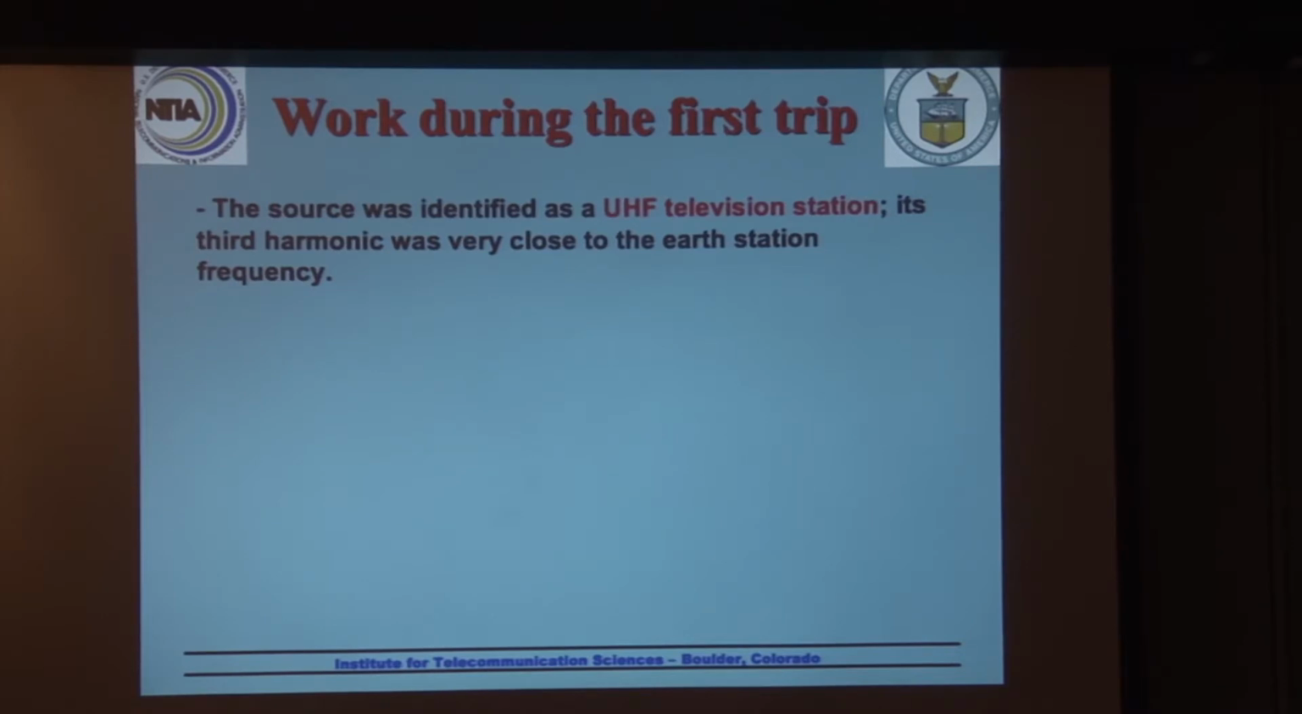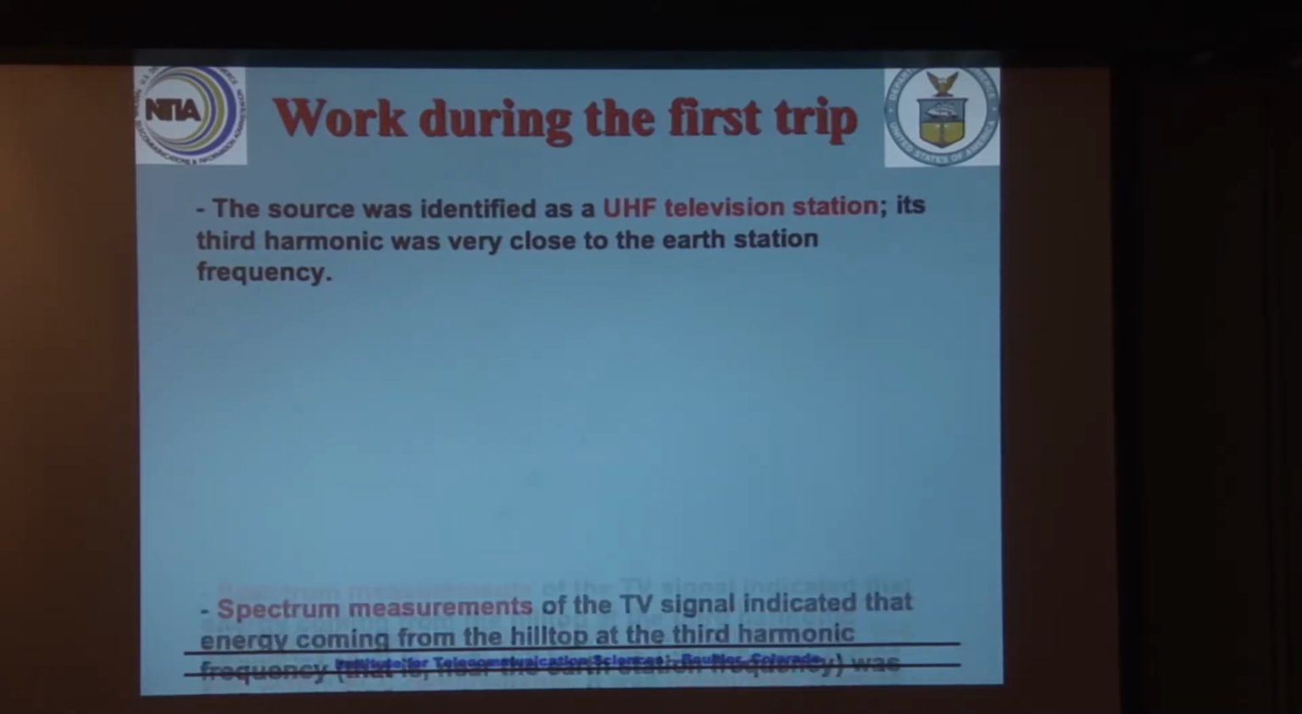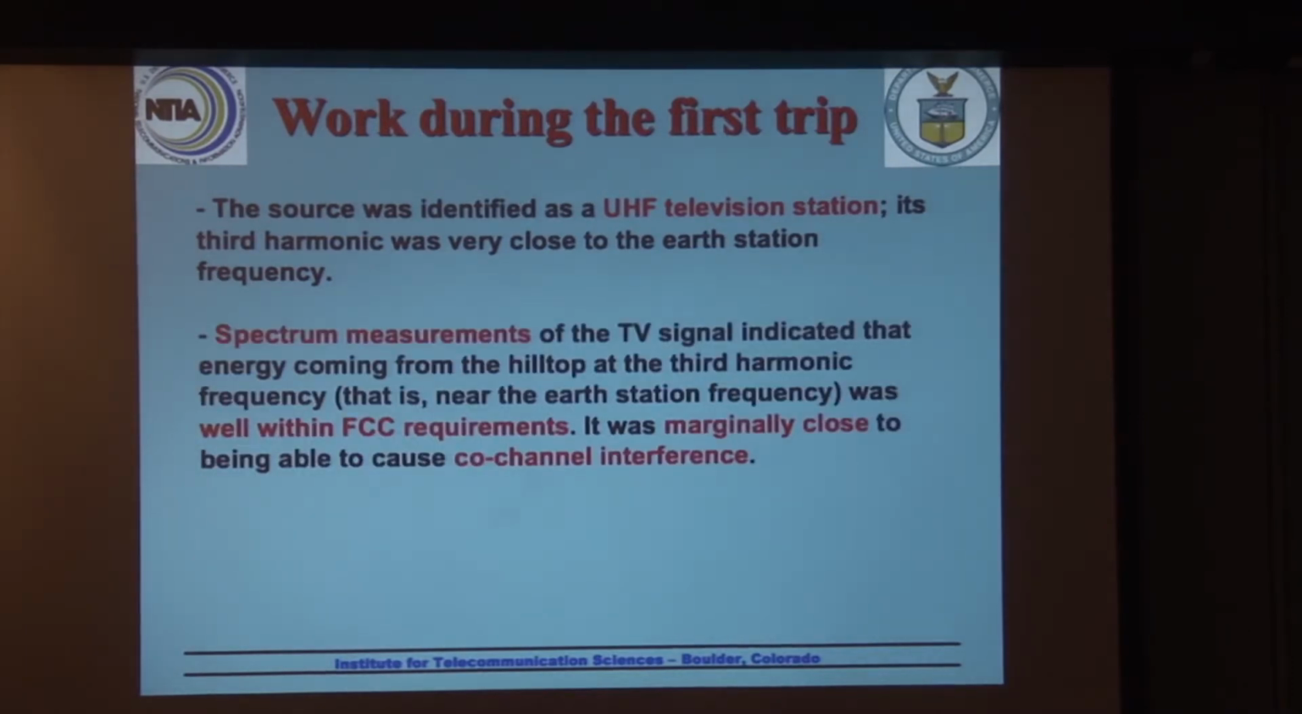So during the first trip, we did identify the source. It was a particular UHF TV station signal. Its third harmonic was very close to, basically on, the earth station's frequency. Okay. Now that's a mathematical statement. I'm not saying how high the harmonic is. I'm just saying that if you multiply it by 3, yes, you got the earth station frequency.